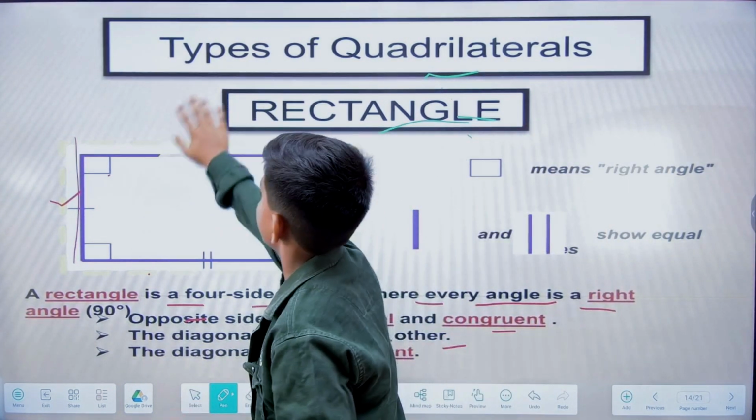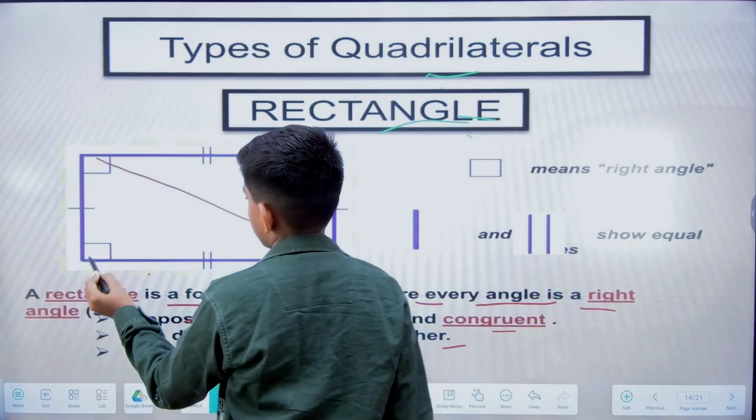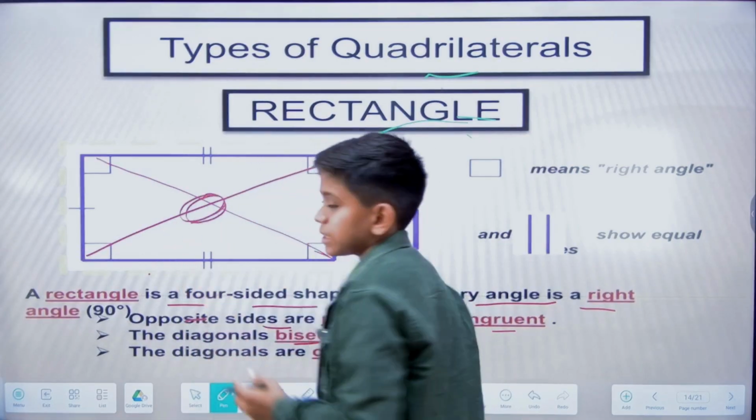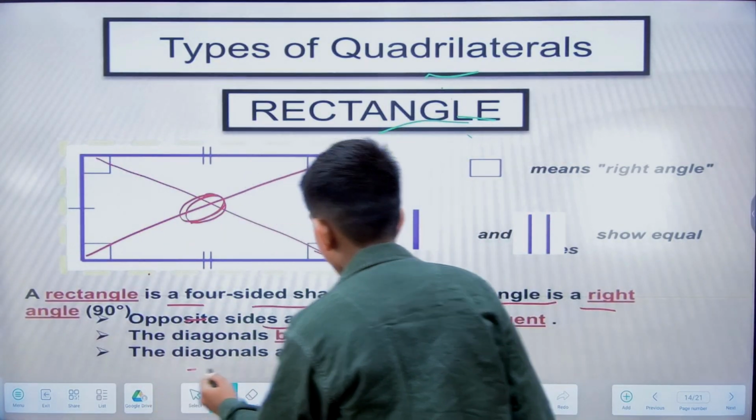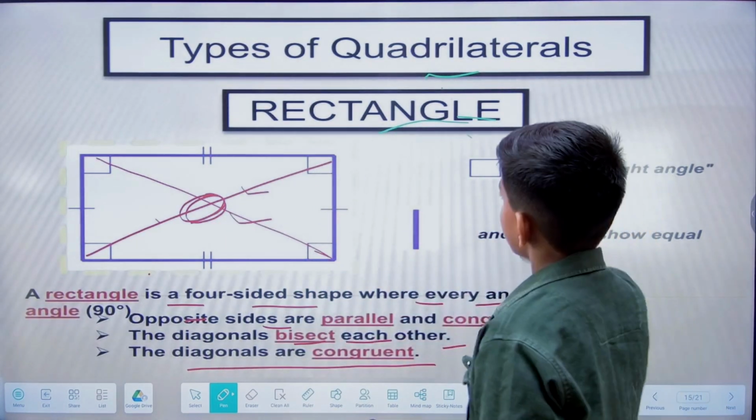So where we draw the diagonals, they bisect here, meaning they cut each other. The diagonals are congruent, so these diagonals are equal. Here we learned about the rectangle.